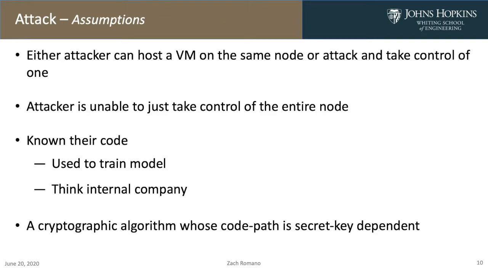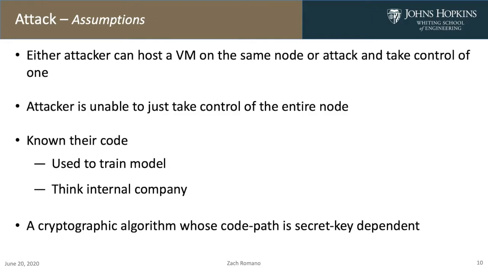So now we're going to talk about some of the assumptions for this attack. The first and main assumption is that the attacker can either penetrate a VM or host a VM on the same physical server as the victim. So you need to be on the same physical machine. Next, the attacker is unable to take control of that entire machine. If they could do that, there would be much simpler attacks they could perform to do this much easier.